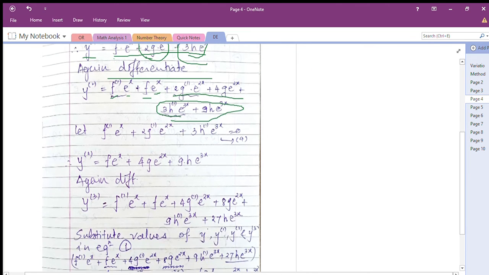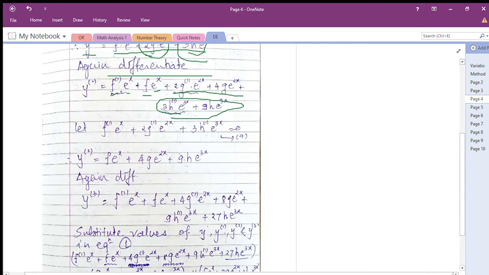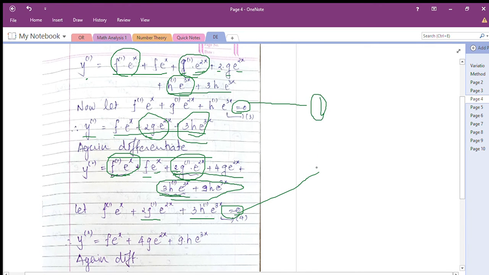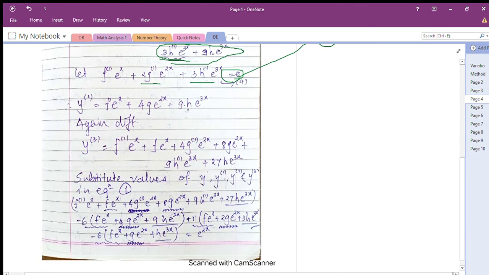Now again let us consider f1 e raised to x, 2g1 e raised to 2x. See, here we have to take the constant coefficient as well with this 2g1 e raised to 2x. Then 3h1 e raised to 3x is equal to 0. So this is the second equation which is required. This is the first one that we required, and this is the second one that we required for finding the solutions of f1, g1 and h1. Now y2 will be this much.